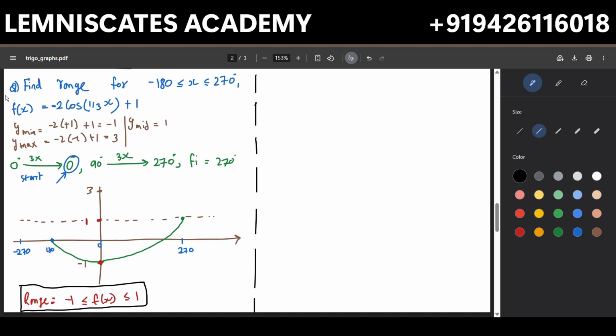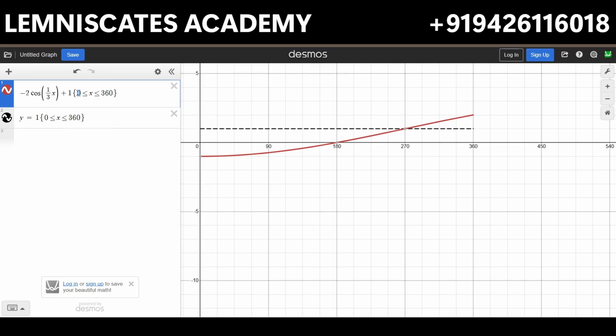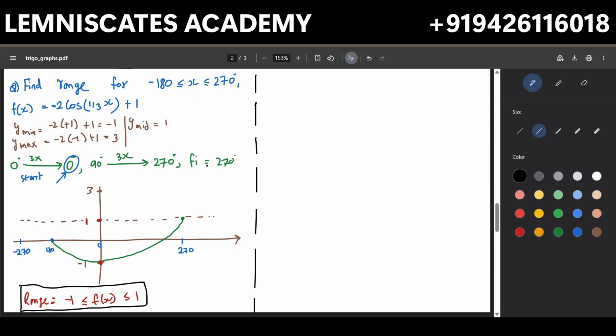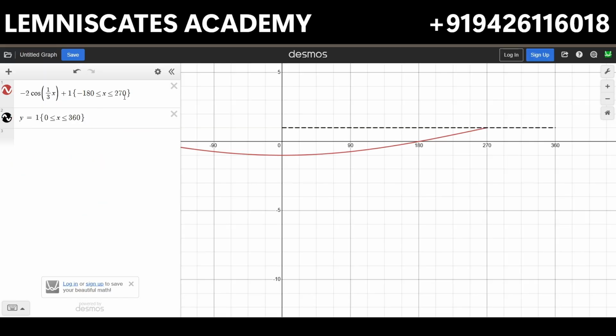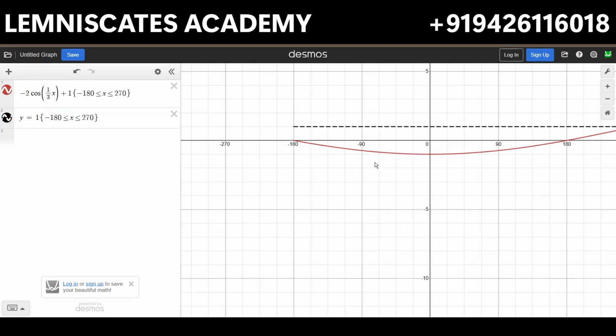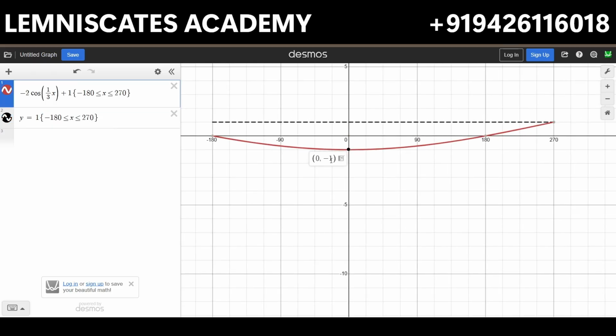The domain was -180 to 270. All these questions are self-made. You won't get any difficult question as compared to this. The middle value was 1. Of course, the domain I'll need to change it so that it looks good. So yeah, the minimum value is at -1 and the maximum value it can take is 1. So -1 to 1 is your range.